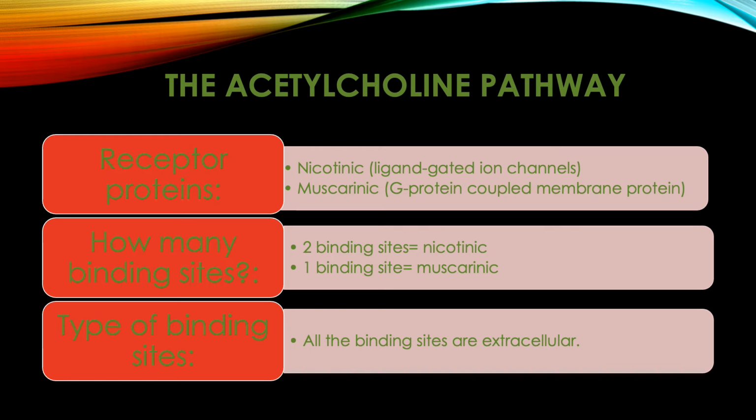So, with the acetylcholine pathway that we have, the normal one, we have two types of receptor proteins. We have the nicotinic acetylcholine receptor, which is a ligand-gated ion channel, and we have the muscarinic acetylcholine receptor, which is a G protein coupled membrane receptor. And with the binding sites, we have two binding sites for the nicotinic receptors and one binding site for the muscarinic receptors. And all of these binding sites are extracellular.